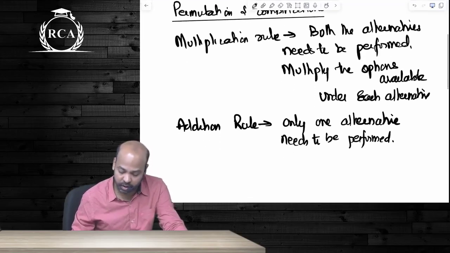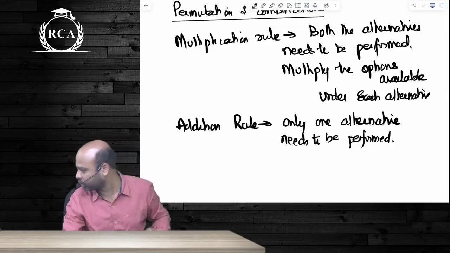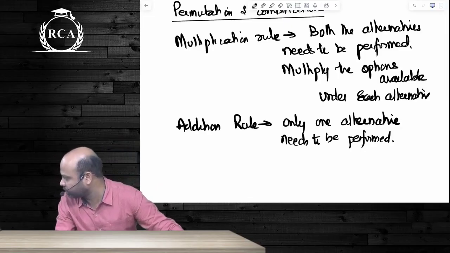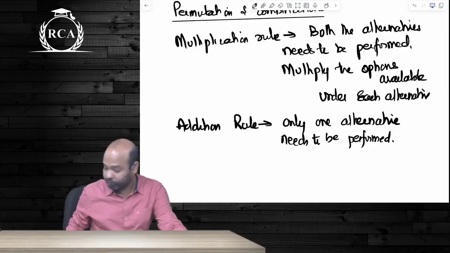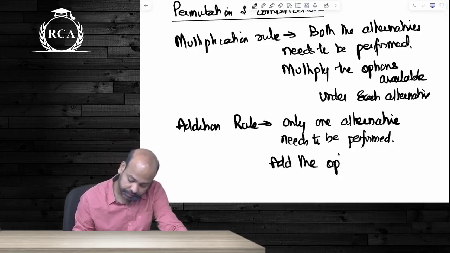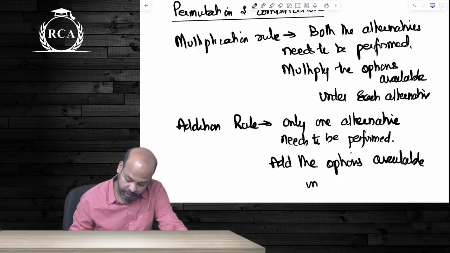Only one alternative needs to be performed, guys. Because only one alternative needs to be performed, what are we going to do, guys? Yes, but I have to write this also. Permutations and combinations as well. So you add the options available under each alternative.